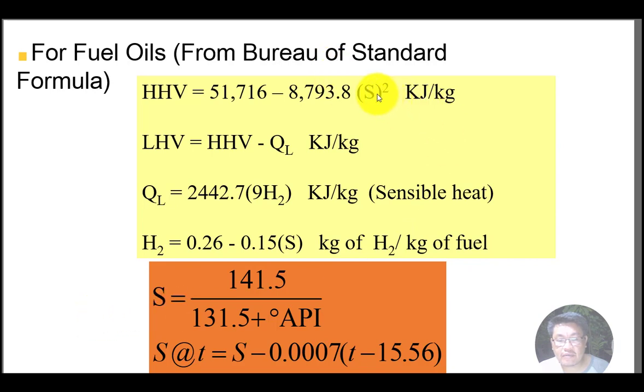Sorry, this is not the sulfur. The value of this one is the specific gravity of fuel at different temperatures. This is a specific gravity correction. Now SG is equal to 141.5 divided by (131.5 plus degree API). Where S is at the given temperature, we have the correction for the specific gravity, which will be 0.007 times the given temperature minus 15.6. So this is a form of correction for the specific gravity of fuel oil.